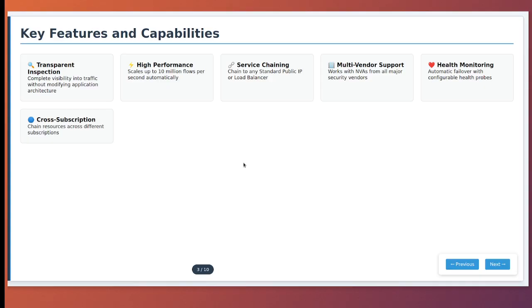High availability and scalability are built into the DNA of GWLB. You can deploy multiple NVA instances behind a single GWLB, and it automatically distributes traffic among them.